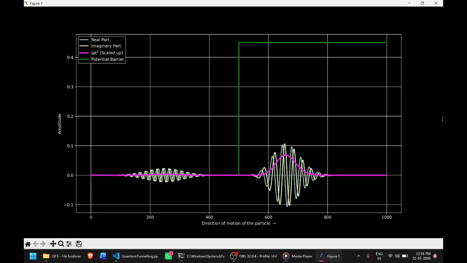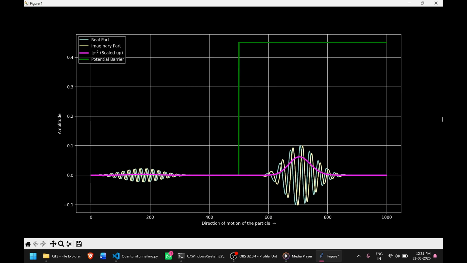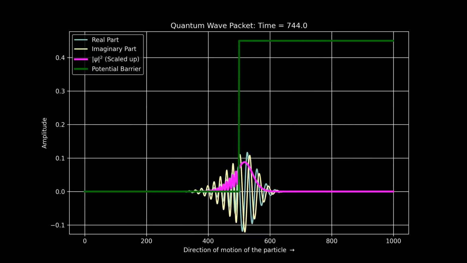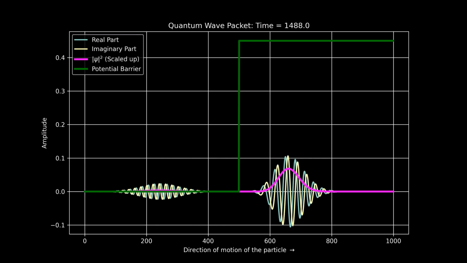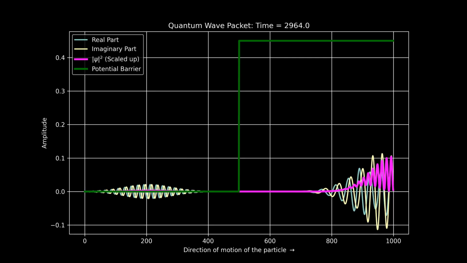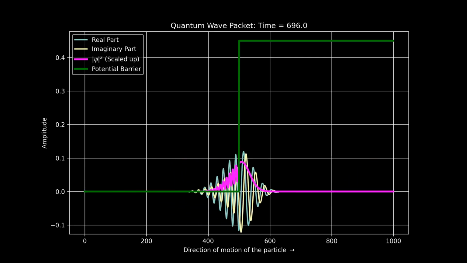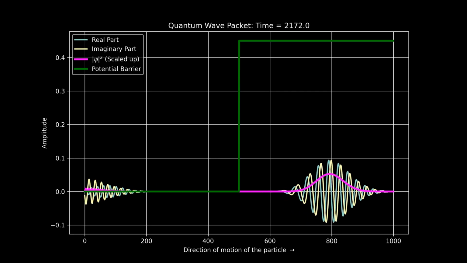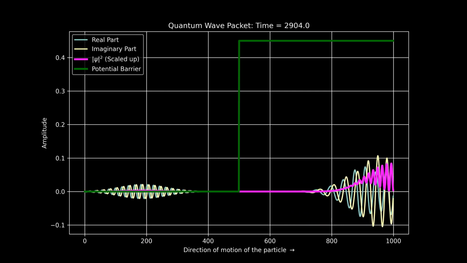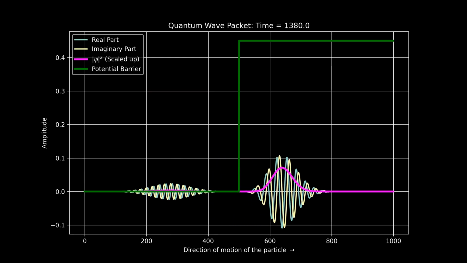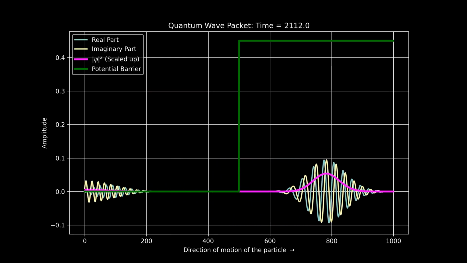As given in the legend above, the magenta colored curve indicates the probability density. As you can see, the probability density on the right side of the barrier is more than the left side. That is because the height of the potential barrier is less than the average energy of the particle. So the probability of the particle penetrating the barrier is more than the probability of reflection. You will find this animation saved as an MP4 file in the current working directory.